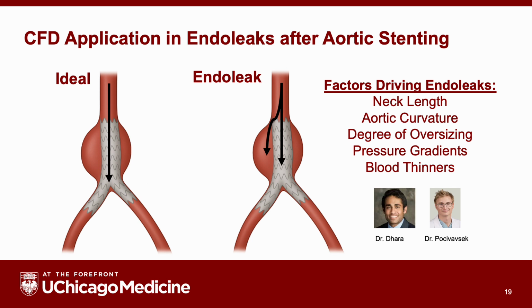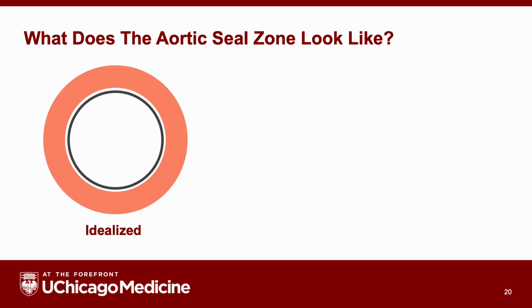In this talk, working together with Dr. Dara and Dr. Pozivavsek, we look at integrating computational modeling and theoretical insights to address this uncertainty by building a scientific foundation of what factors affect endoleak and how. In order to better understand endoleak in complex patient-specific geometry, we first take a step back and analyze the shear zone established between a stent deployed in a simplified aortic geometry, where we can develop both theoretical and computational models to explore the physics of the problem.